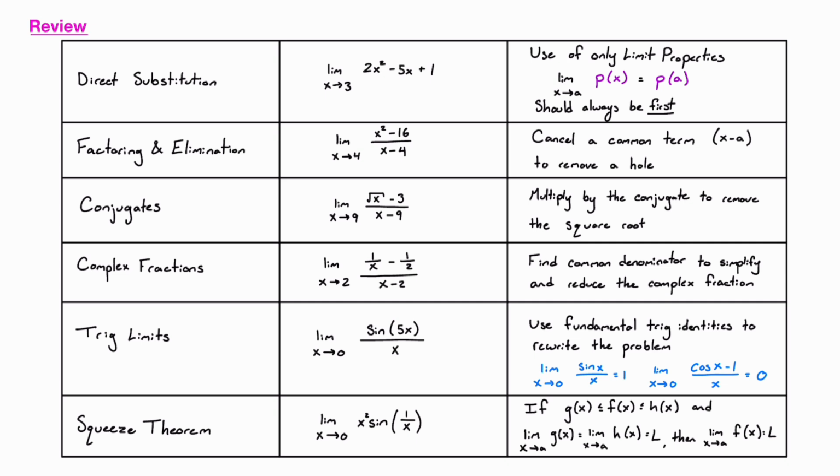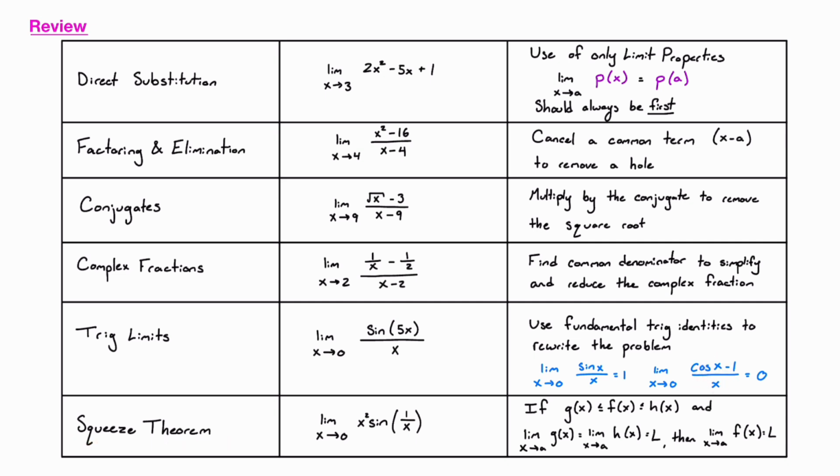For our trig limits, this is if you see something of this style with a sine or a cosine, or something that you can actually turn into sine or cosine, and use one of these two rules here, which you have to memorize, which are the fundamental trig identities, which is the limit as x approaches 0 of sine of x divided by x is equal to 1, and the limit as x approaches 0 of cosine x minus 1 divided by x is equal to 0. So remember that these x's don't have to be x, it just needs to be the same in the numerator and denominator. Same for cosine.